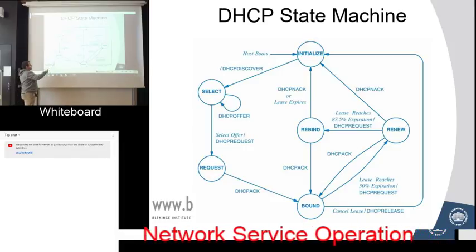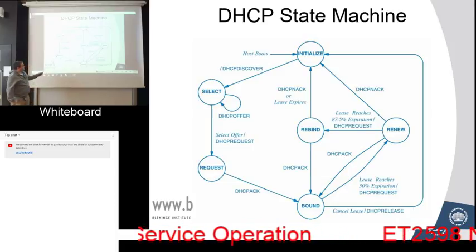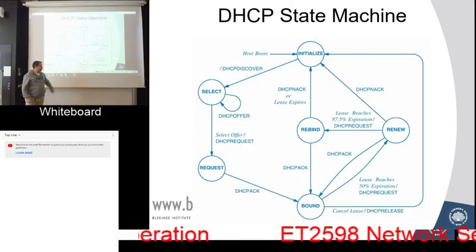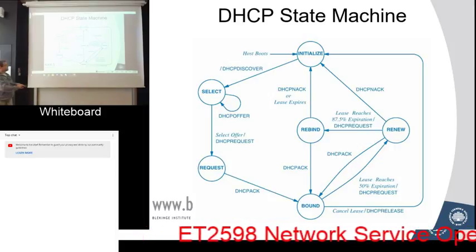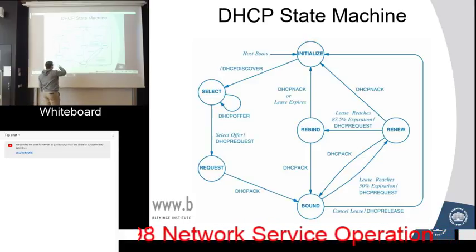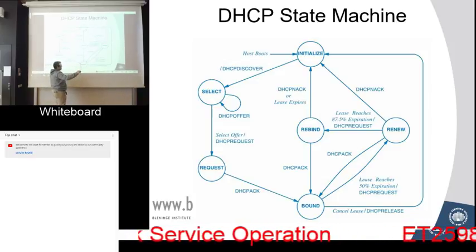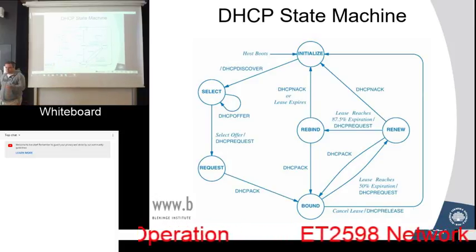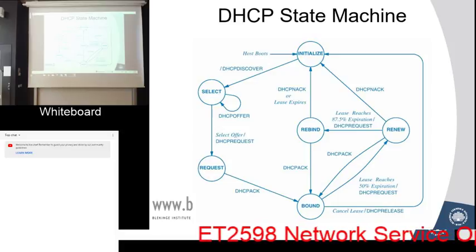So if the client got the offer and now made the request, it comes down to the request, and then the server sends the acknowledgement. At that point in time, the client is bound to that address. So this is what we talked about: discover, offer, request, acknowledgement, right? The 4 stages. The client now is bound. So it has an IP address and this information. That includes a lease time. This is how long you are allowed to have this address.